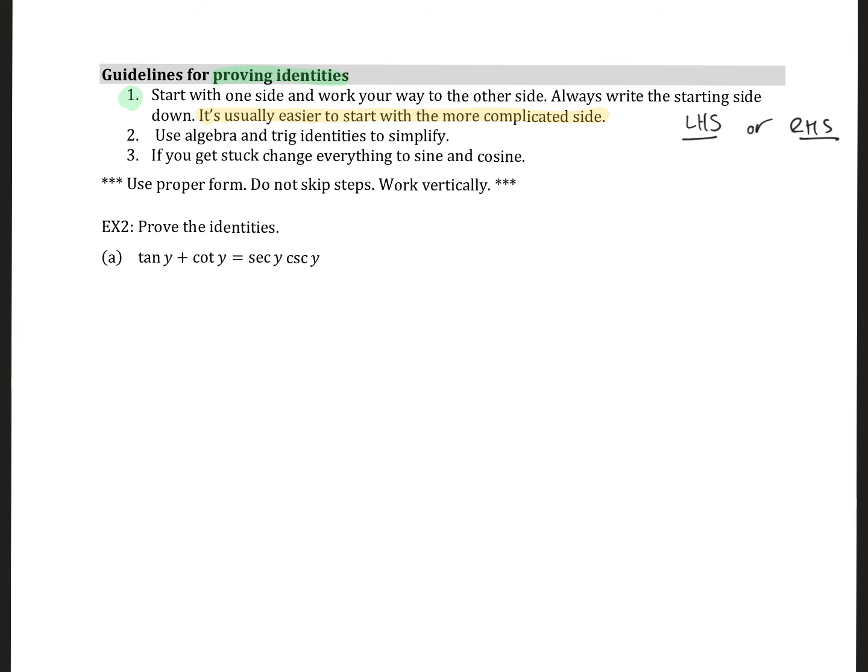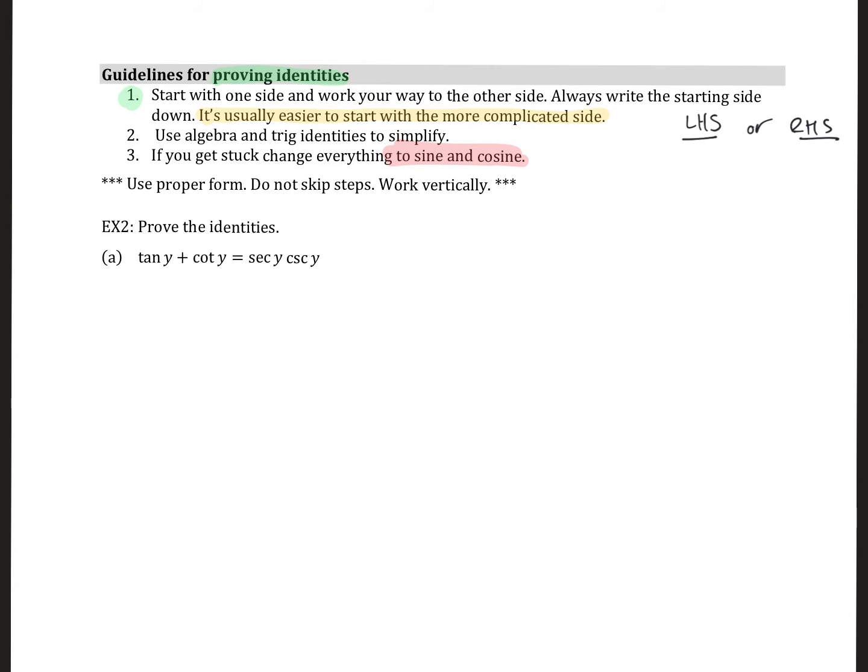Step 2, use algebra and trig identities to simplify. Once again, that beginning item with all of the different identities, we're going to be using that. And then step 3, if you get stuck, change everything to sine and cosine. Once again, the key, changing to sine and cosine. It's not 100%, but it's pretty good to do. So now let's take a look at example 2.